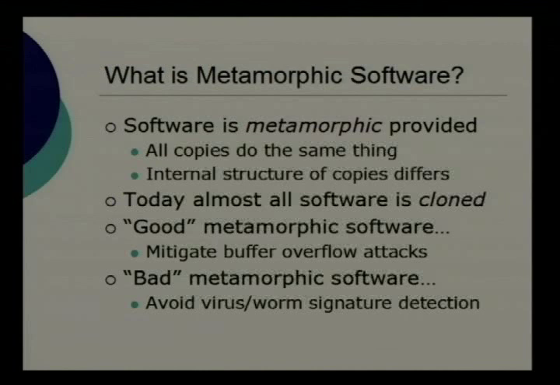But if you try to use metamorphic software, you potentially get some advantage there, and I'll talk a little more about that on the next slide. So that's a potential benefit, a good use for metamorphism. It gives you some sort of benefit. Potential bad use, which Wing's going to talk about, and this is kind of the main point of the talk, is using metamorphism to try and avoid signature detection for worms and viruses.